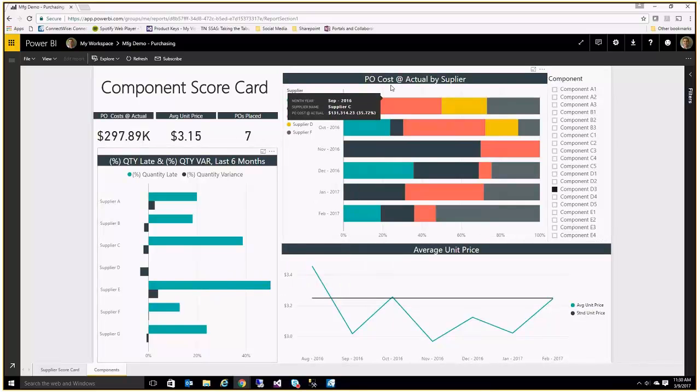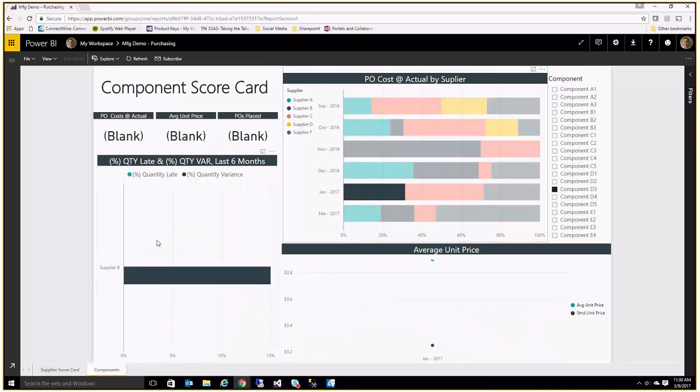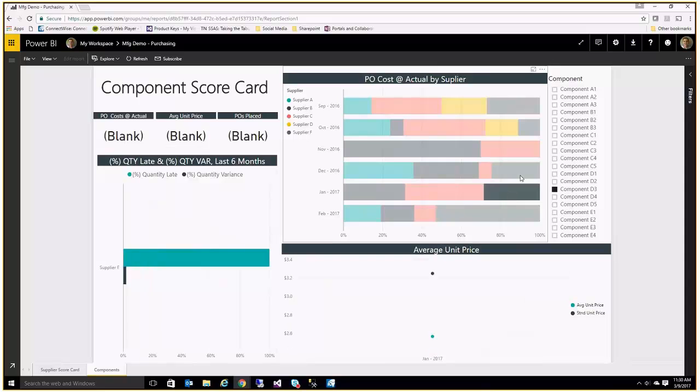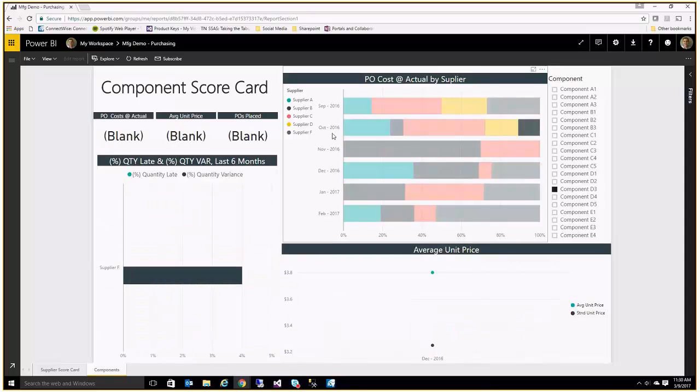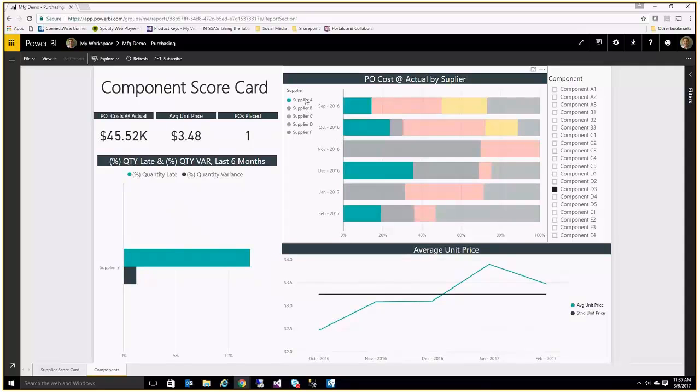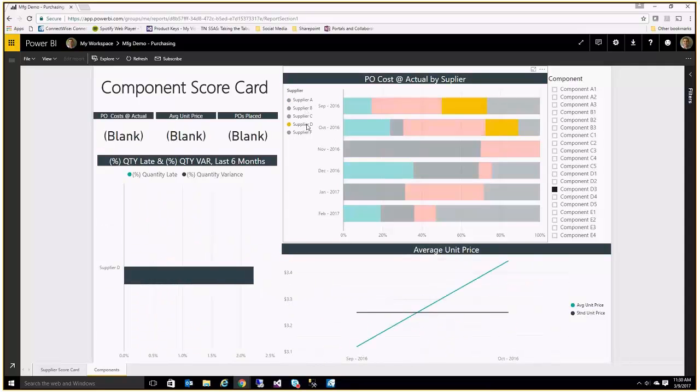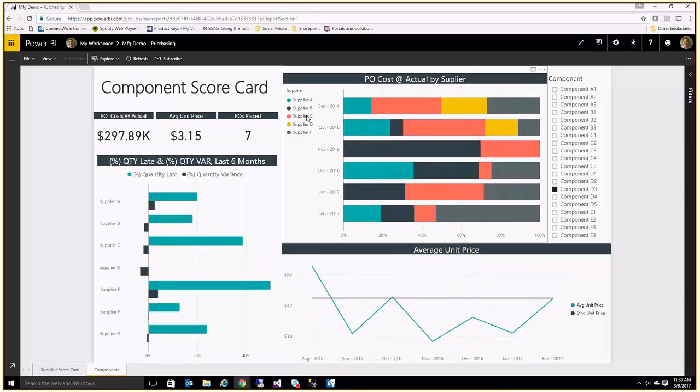Then up here we have our PO cost at actual by supplier. This shows, for that month, what percentage we spent on each supplier. You can see that over a month you're buying from different suppliers at different rates, and you can go, okay, for this month for this supplier, what was my quantity variance and what did I have late? You can see how that supplier is changing over time. You can switch different suppliers, see how the different measurements are going for a component, and dig deeper into your data that way, to understand at a component level how I am performing with a specific component that matters to me.